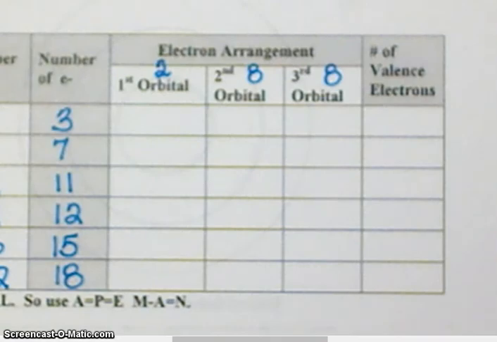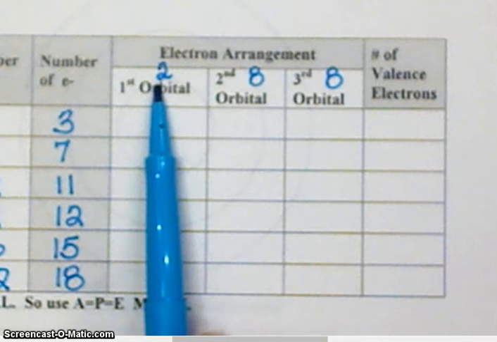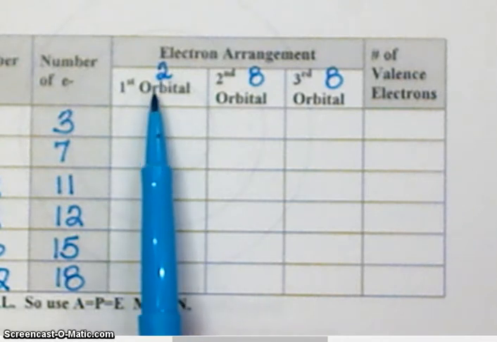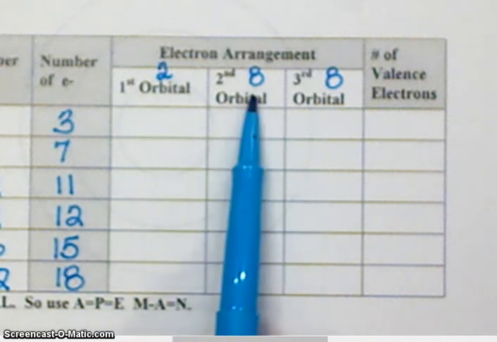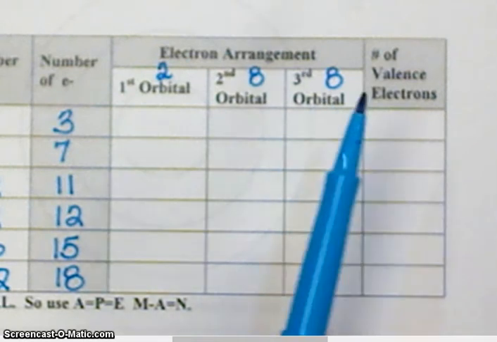Okay, for lithium, we have a total of 3 electrons. And remember that the electron orbitals can only hold a certain amount of electrons. The first energy level or the first orbital can hold 2 electrons. The second energy level or second orbital can hold 8 electrons, and the third can also hold 8.